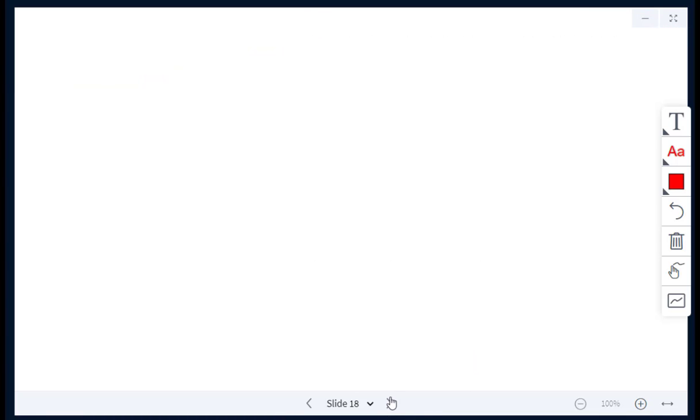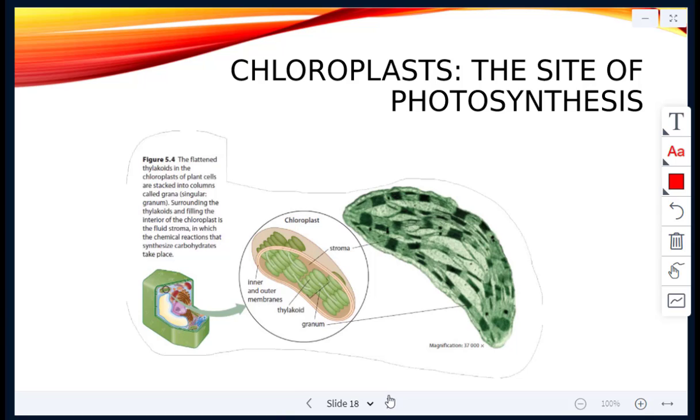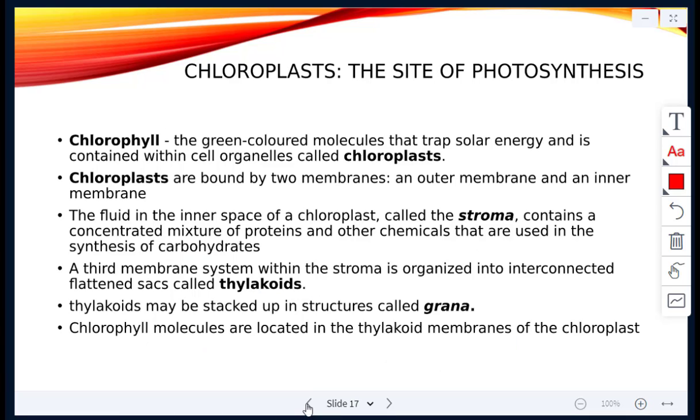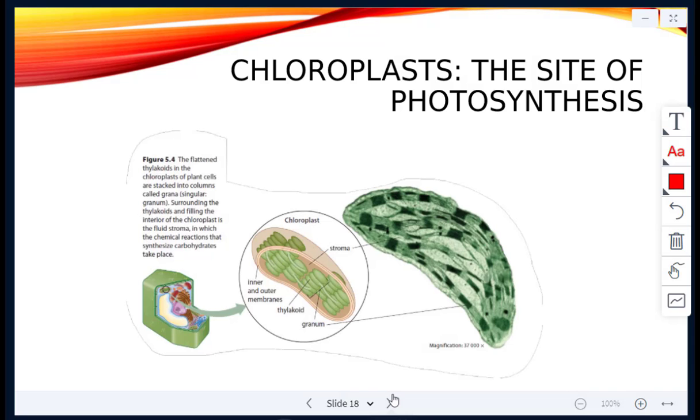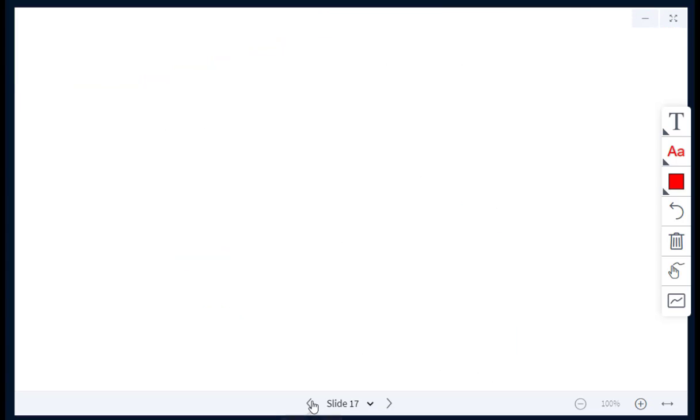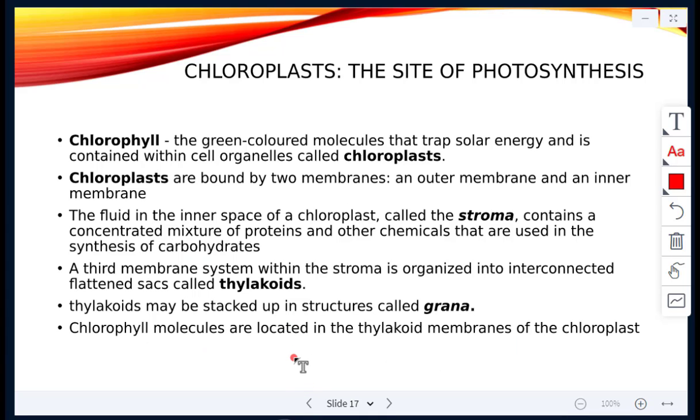I'm just going to go back and forth between the diagrams here. All right, so here we can see the inner and outer membranes right here in the diagram. The fluid inside the inner space of a chloroplast, that is called the stroma. It contains a mixture of proteins and other chemicals that are used in the synthesis of carbohydrates. Just going back here, you can see the stroma right here and right here. Okay, so that's that fluid portion.